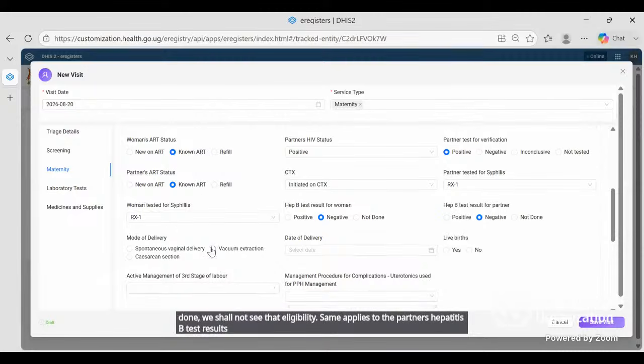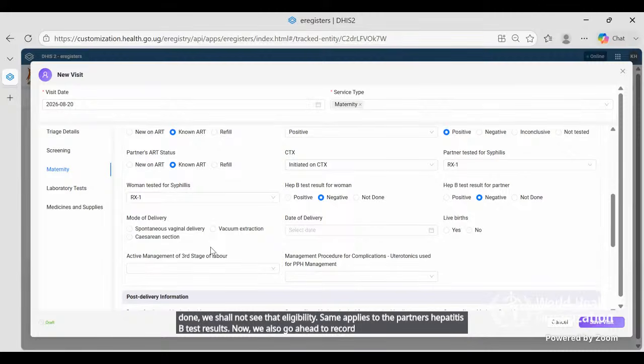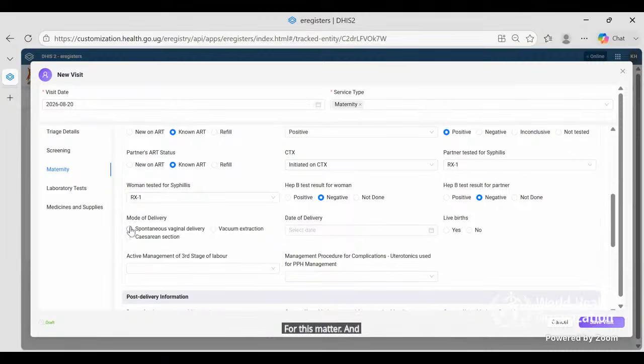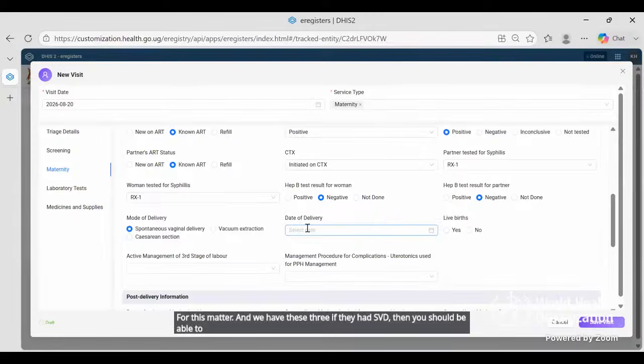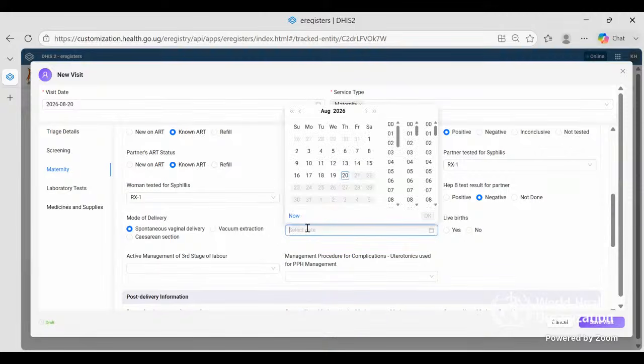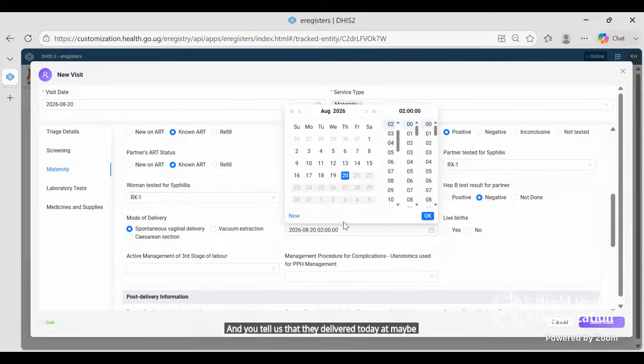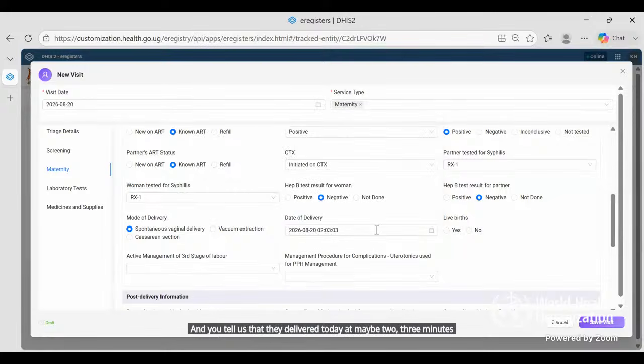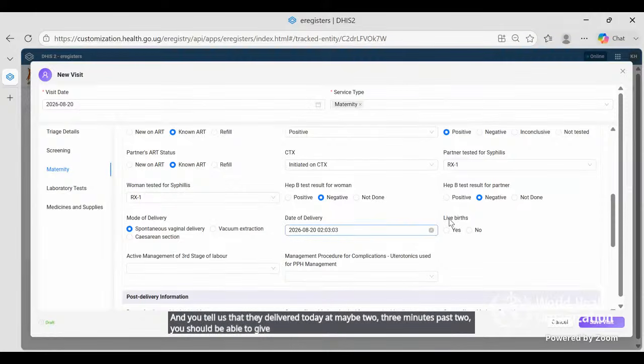Now we also go ahead to record the mode of delivery for this mother. And we have these three. If they had SVD, then you should be able to select that. And you tell us that they delivered today at maybe 3 minutes past 2. You should be able to give us the date and time of delivery.